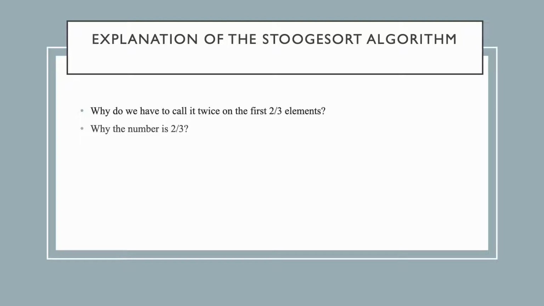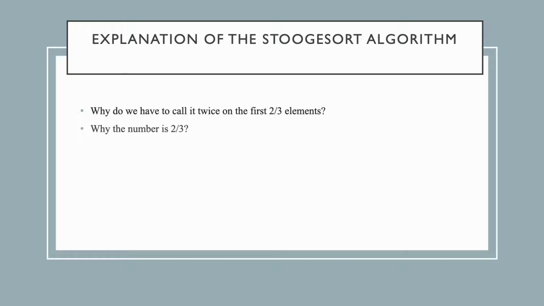This is because when we use this sort on the reversed array, we can make sure that the elements that should be in the first 2 thirds, but actually are in the last 1/3, can be flipped to the front. I will specify this in the next slides.